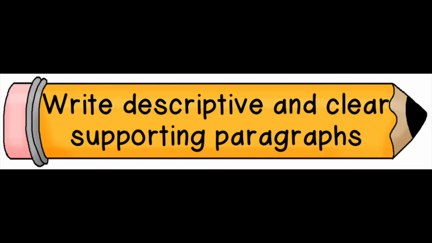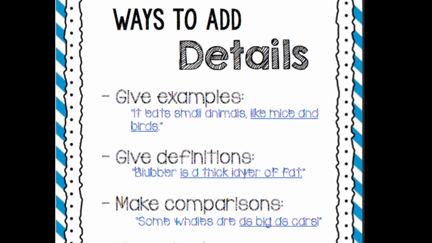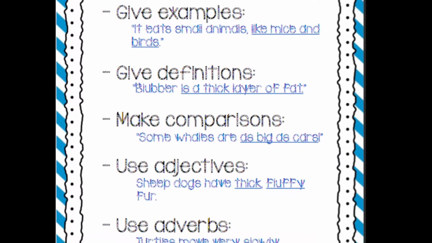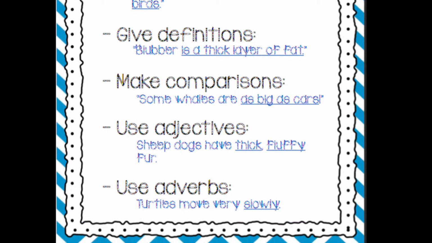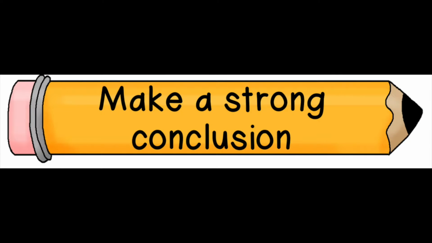Next, we write descriptive and clear supporting paragraphs. We can do this by adding detail. We can give examples, give definitions, make comparisons, use adjectives, or use adverbs. After that, we can begin connecting and linking ideas together, and we finish with a strong conclusion.